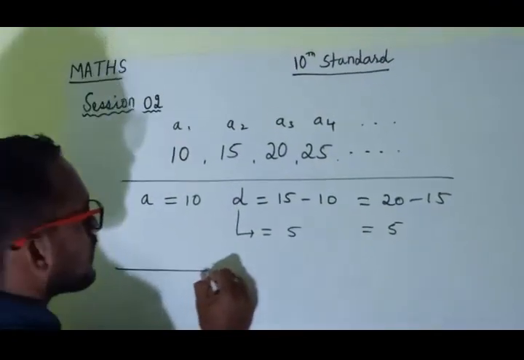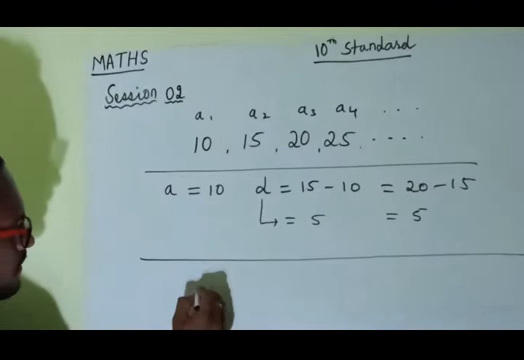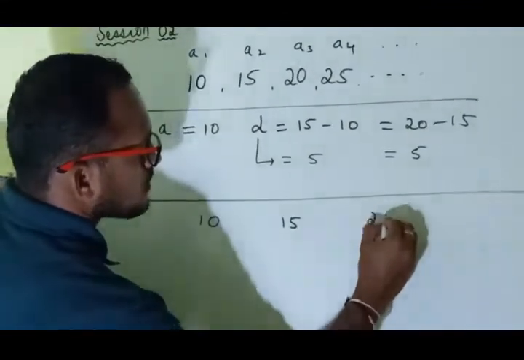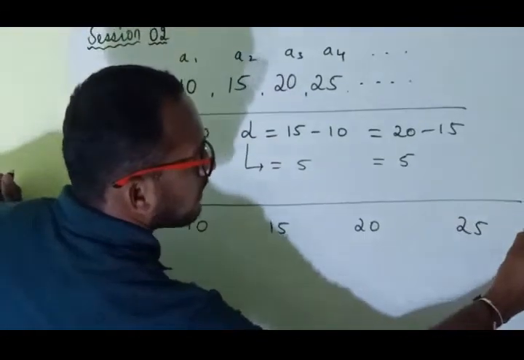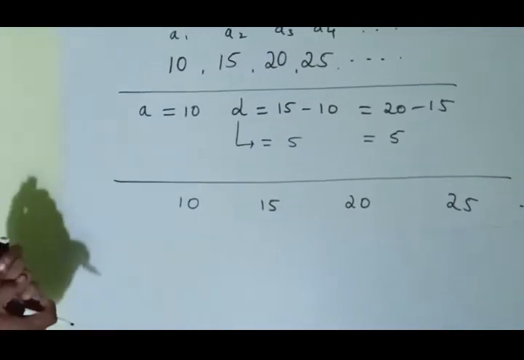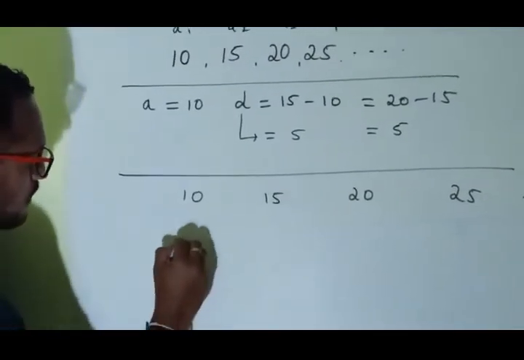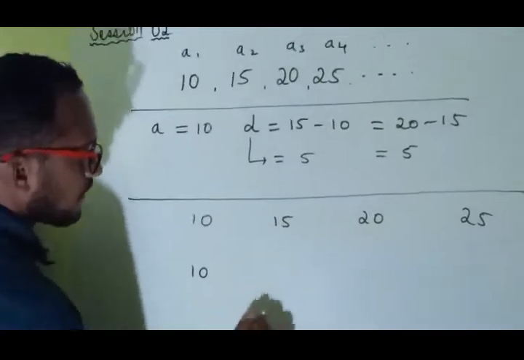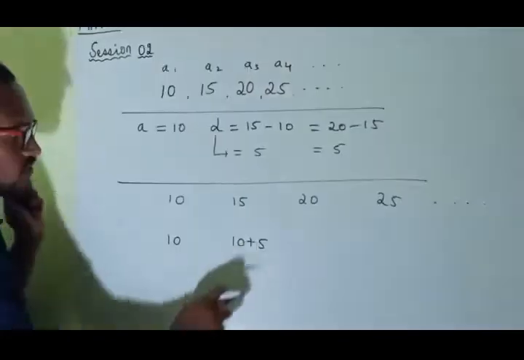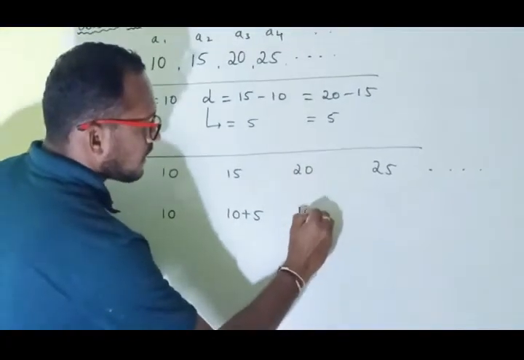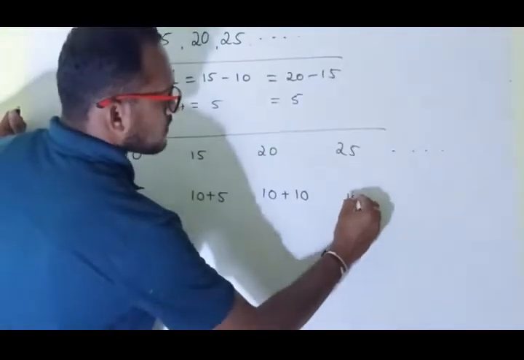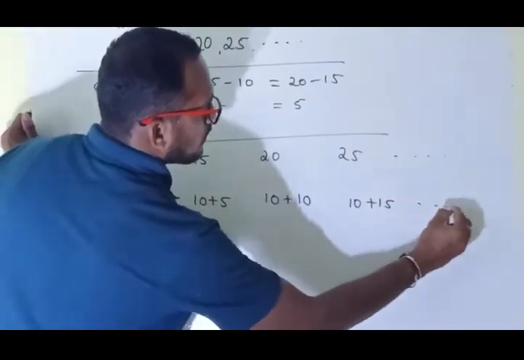So let me write the sequence once again here. 10, 15, 20, 25 and so on. Now let's break this in a certain pattern. So pay attention now. I'll keep 10 as it is. The 15 can be written as 10 plus 5, no problem if I write like this. The 20 can be written as what? 10 plus 10, no problem in that. 25 can be written as 10 plus 15 and so on.